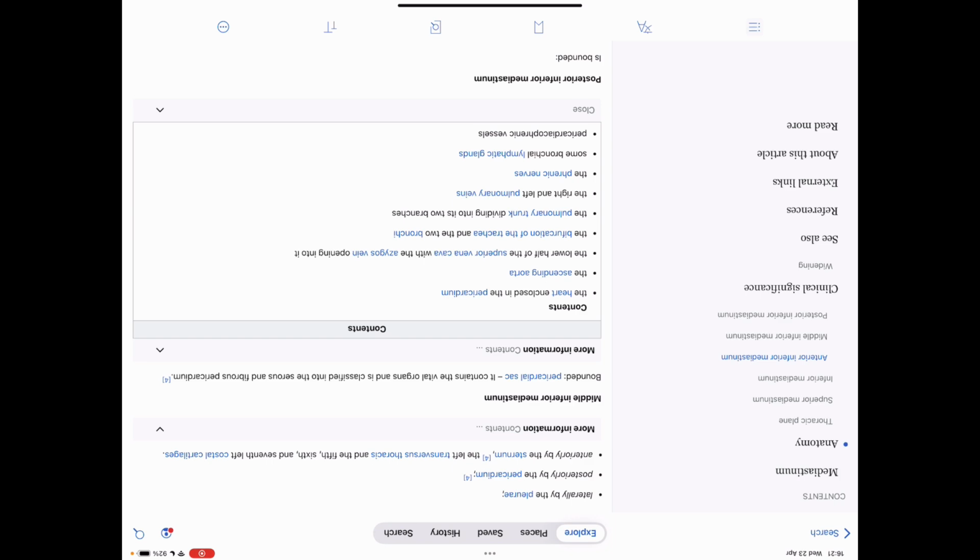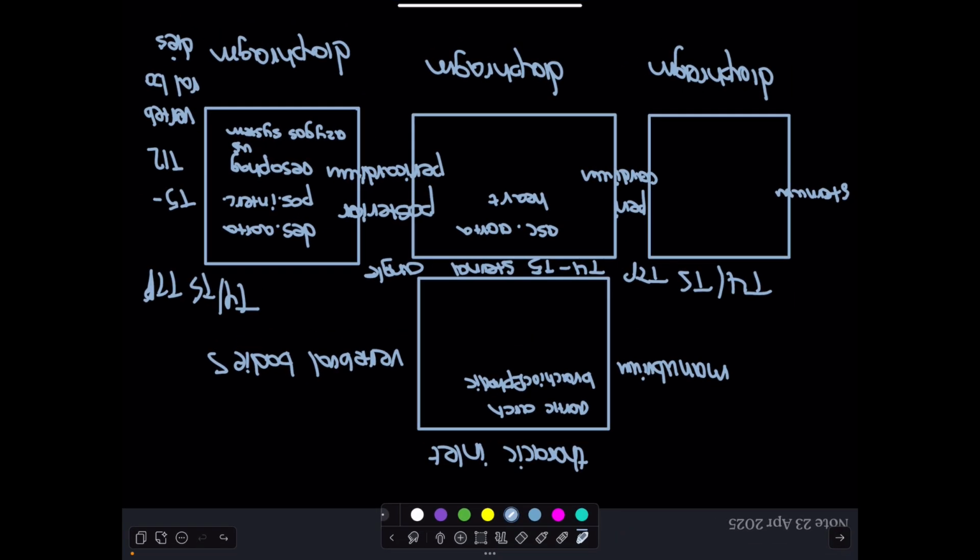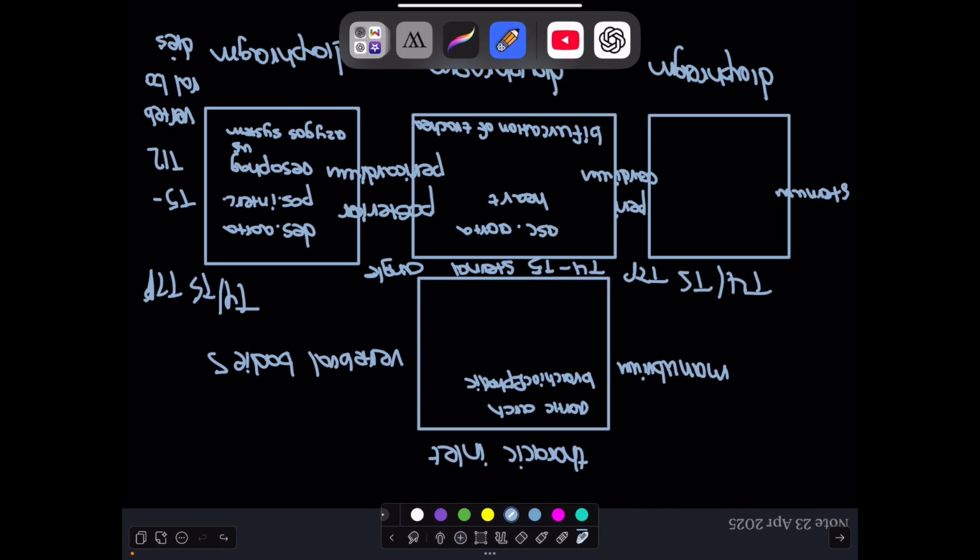And we have the bifurcation of the trachea too in the middle inferior. Yeah, Wikipedia is a goldmine for anatomy details. And no worries about the drums. Add some vibe to the podcast.